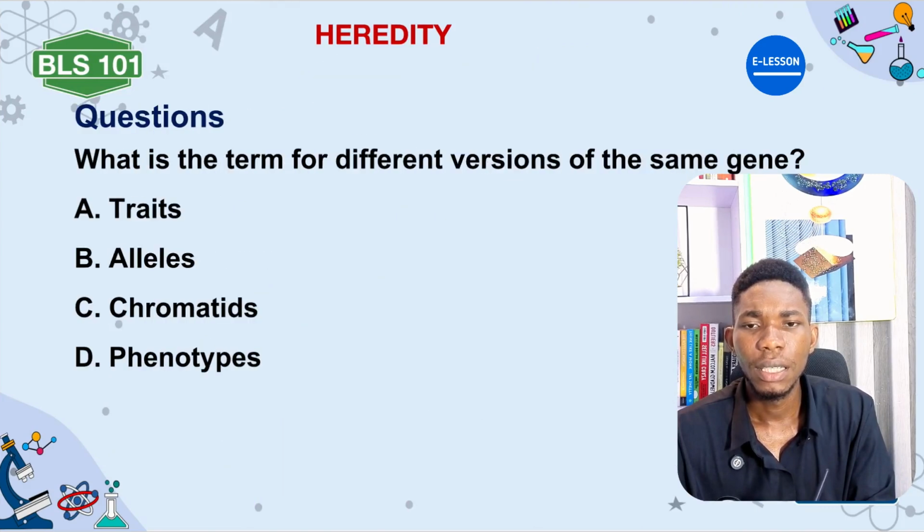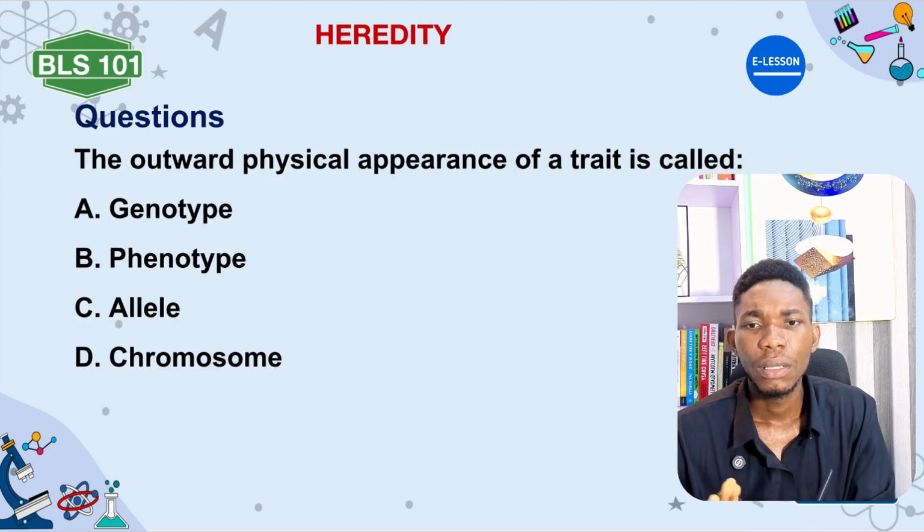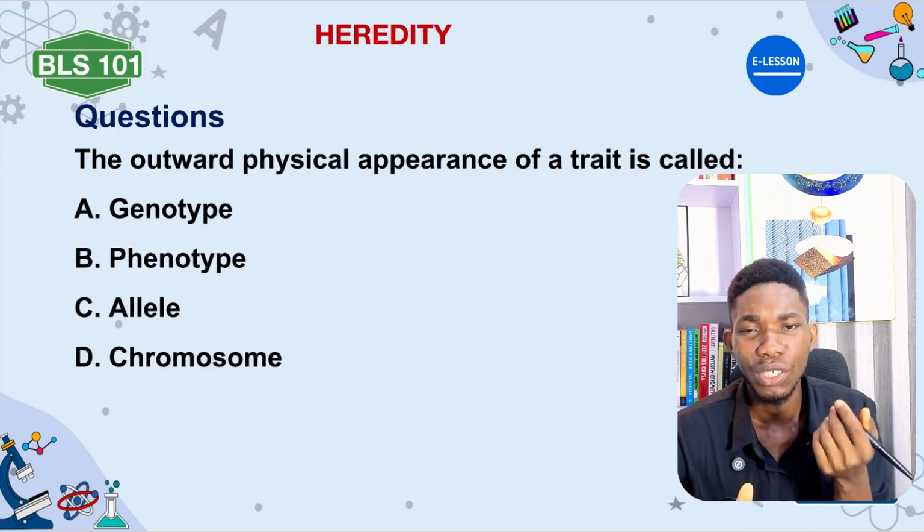All right. The next one, what is the term for different versions of the same gene? I've answered it before. Alternative forms of a gene. What do we call them? The outward physical appearance of a trait is called, did anybody say this one?